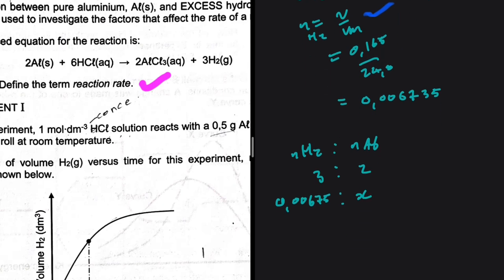Okay, so let me just make sure that the balancing coefficients are right. That of H2 is 3, that of aluminium is 2. Okay, so I'm happy with that. So we're going to have 3X being equal to 0.00675 multiplied by 2, which is 0.0135.